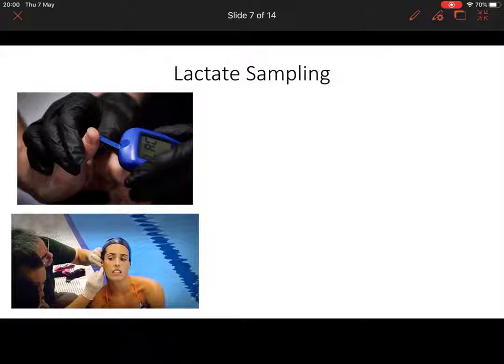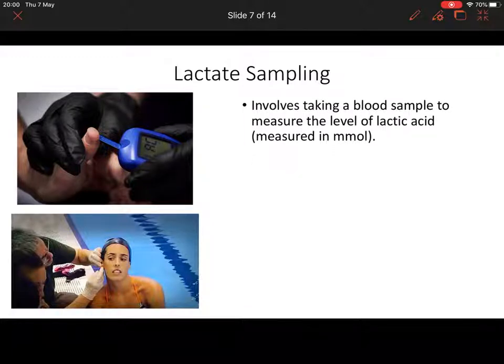Now, notes for lactate sampling. That first bullet point might just sound ridiculous, but that is a key knowledge point. It involves taking a sample of blood to measure the level of lactic acid. You don't really need a lot of blood to get a blood lactate measurement, okay? But the key thing I would also highlight, and this is something we mentioned when we looked at OBLA, is it's really important that you learn the measuring unit for lactate, and it's millimoles.